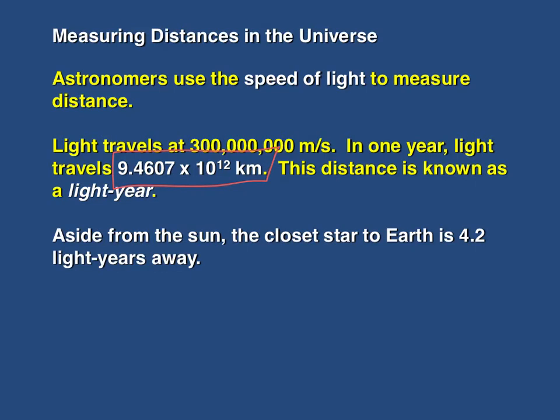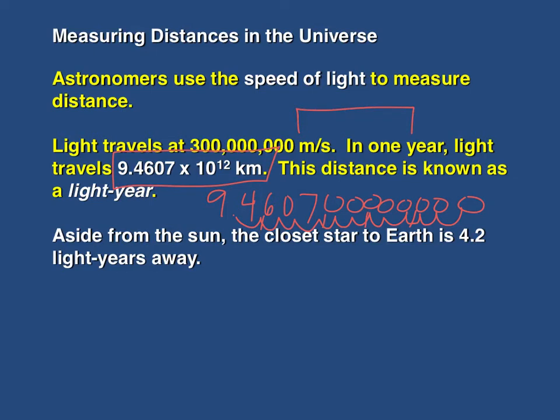That's about, let's add our zeros now, 1, 2, 3, 4, 5, 6, 7, 12. So that's about 9.4 quadrillion kilometers. So light can travel quite far in a year. That's why we call it a light year. So a light year is actually a unit of distance. It's just how far light can travel in a year.